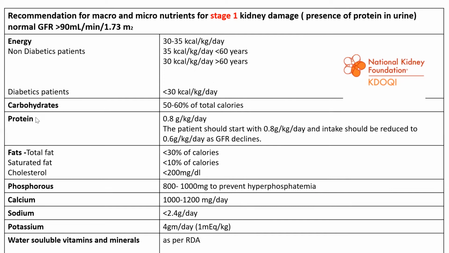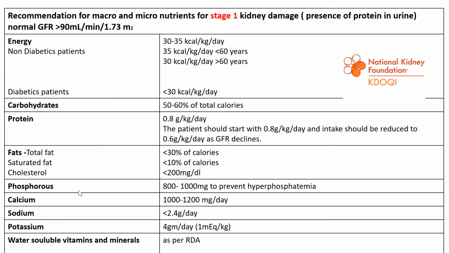Carbohydrates are recommended 50 to 60% of total calories. Proteins are recommended 0.8 gram per kg per day. The patient should start with 0.8 gram per kg per day, and the intake should be reduced to 0.6 gram per kg per day as GFR declines. Fats: total fats less than 30% of calories, saturated fats less than 10% of calories, and cholesterol less than 200 milligrams per day.